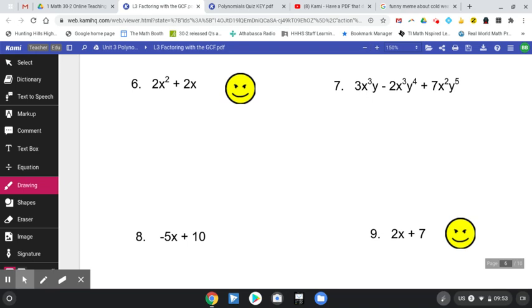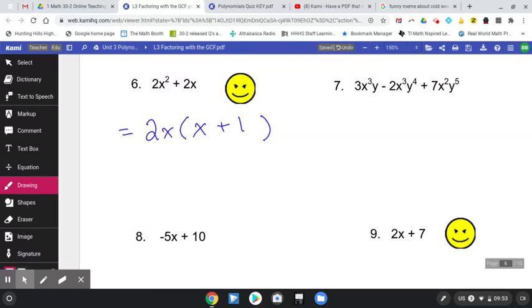All right, so number 6, I'm looking for my greatest common factor, which would be 2x. My other factor, I'm going to need an x here. Now make sure you're thinking about distribution, because 2x times x gives me that 2x squared. And you have to think about what you're going to need here to make this 2x happen. So we have to be sure that we include the +1. And that can be a little tricky sometimes.